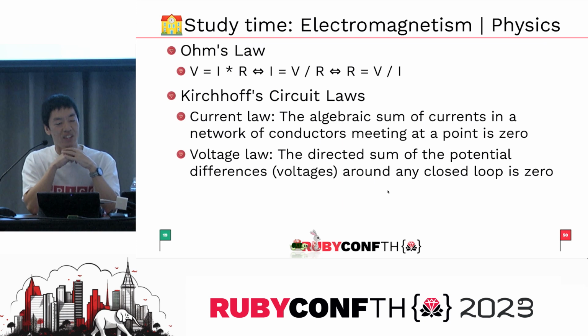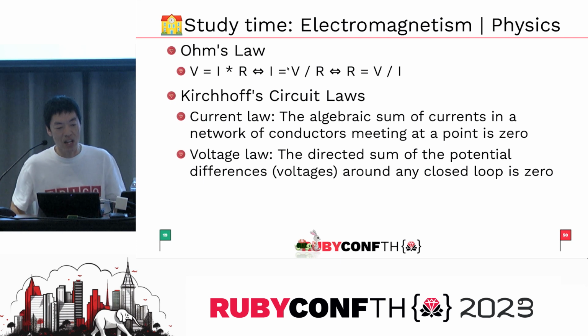Now we are having a study time. Today's lesson is electromagnetism. The most important thing you're supposed to know is Ohm's law. It tells a relationship between three values: V stands for volt, I stands for current, R stands for resistance.